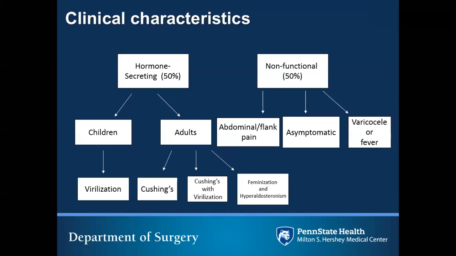About 50% of adrenal cancers are hormone secreting, and about 50% are not hormone secreting. In the pediatric population, most of the hormone secreting ones are actually virilizing. They're making androgens. In the adult population, you tend to see cortisol production as the predominant hormone of adrenocortical carcinoma. Sometimes you see mixed ones that are both cortisol and virilizing.